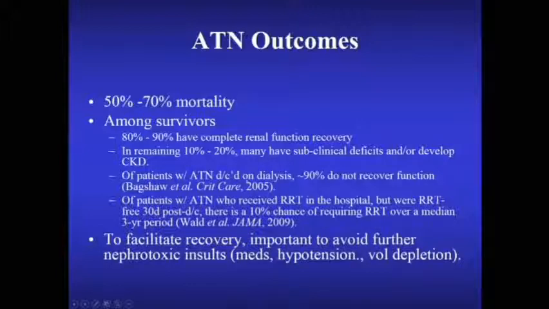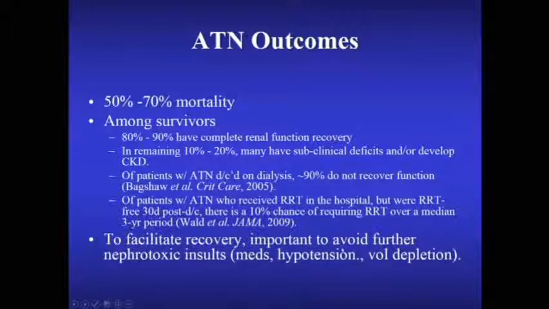But some interesting things to note is that if a patient has acute tubular necrosis and they're on dialysis in the hospital and they're discharged on dialysis, say to an LTAC, 90% of those patients will not recover renal function. And another sobering fact is if patients receive renal replacement therapy in the hospital for acute kidney injury, there's a significant chance that that will be a repeated event over a 3-year period. So they're susceptible to more acute kidney injury.